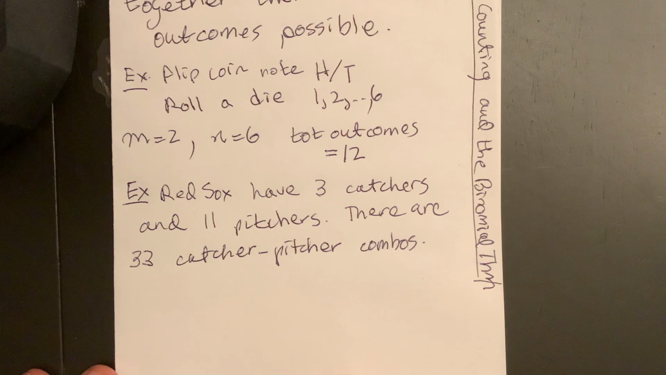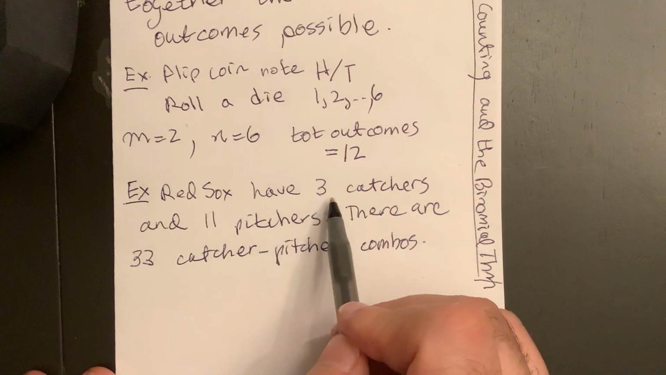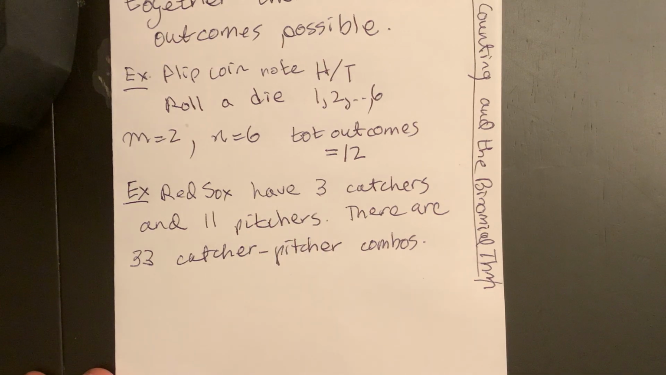Now, you don't think of this maybe as an experiment in the traditional sense, but you can think of it as the manager picking a catcher. In a sense, that could be thought of as an experiment. What does he pick? And then he picks a pitcher, or she picks a pitcher. Maybe someday the Red Sox have a woman manager. So out of 3 catchers, picks a catcher, and then for each picks a pitcher. And so there are M times N total possible combinations.